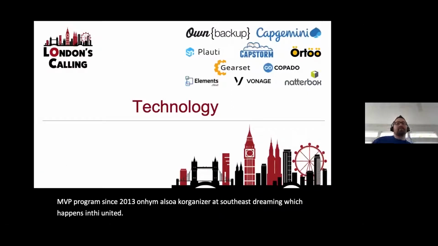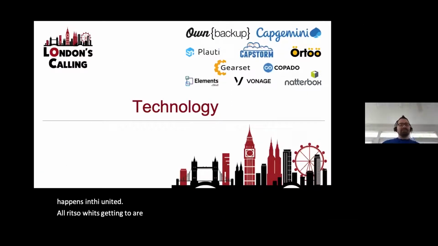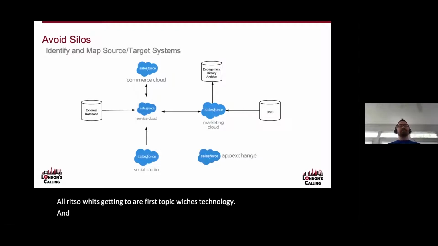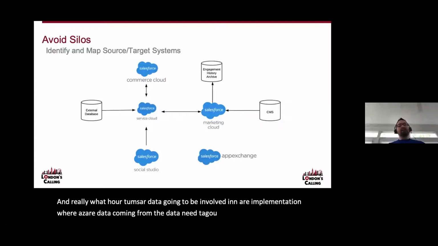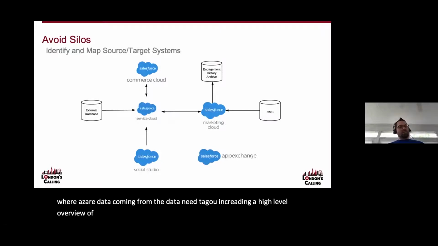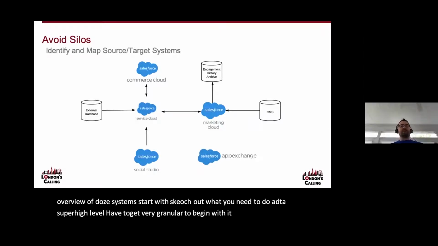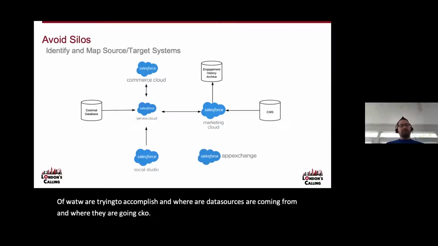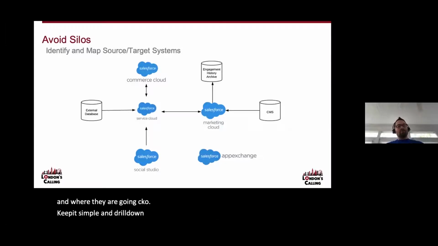All right, so let's get into our first topic, which is technology. Really what we should be focusing on from a technology perspective is understanding what our systems are that are going to be involved in our implementation. Where's our data coming from? Where does the data need to go? And creating a high-level overview of those systems. Start by sketching out what you need to do at a super high level. You don't have to get very granular to begin with. It's just good to have that top-level view of what we're trying to accomplish and where our data sources are coming from and where they are going. So keep it simple and drill down as you get into more details.